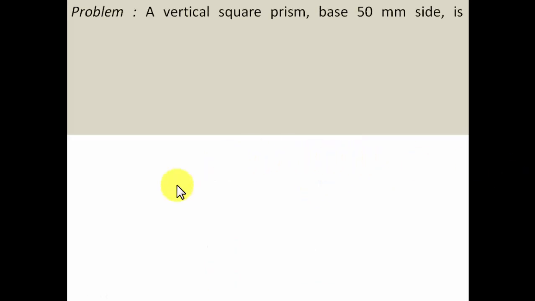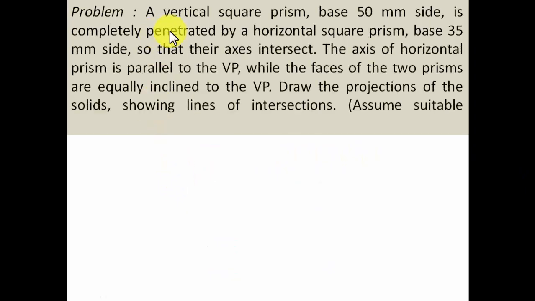Here we go. It goes like this. A vertical square prism, base 50 side, is completely penetrated by a horizontal square prism, base 35 side. Okay, so that their axes intersect. The axis of the horizontal prism is parallel to the VP, while the faces of the two prisms are equally inclined to the VP. Okay, fine. Draw the projections of the solids showing lines of intersections. Assume suitable lengths for the prism.